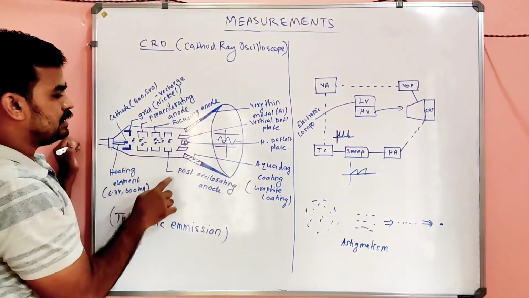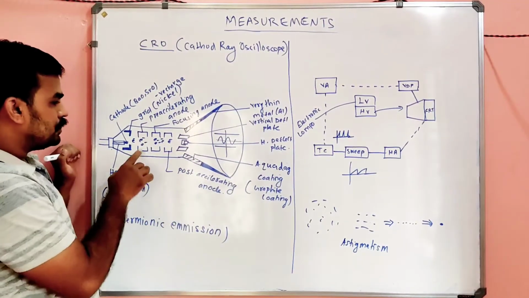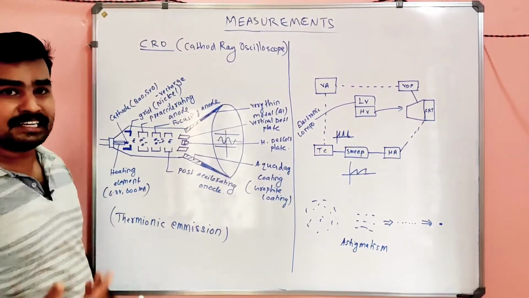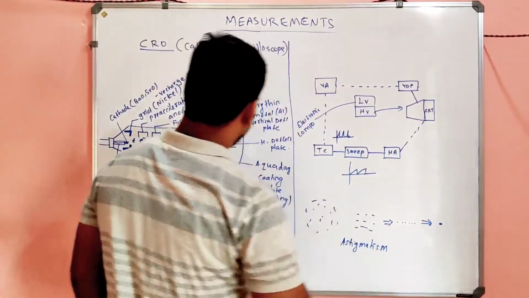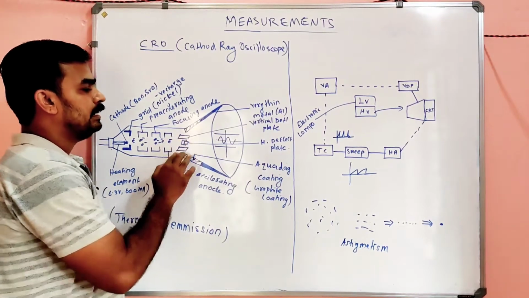Okay, and next after the focusing anode is the post-acceleration anode. It also does the same function as the pre-accelerating anode, my dears. So what will it do? It will again increase the speed of the single dot.